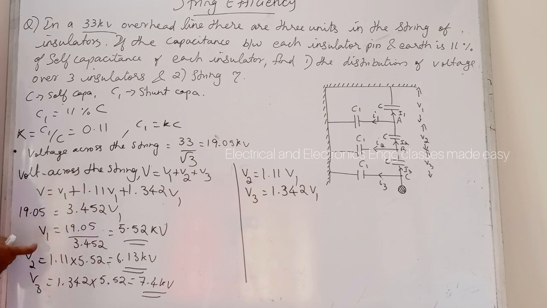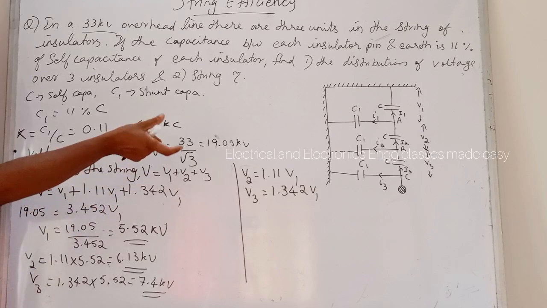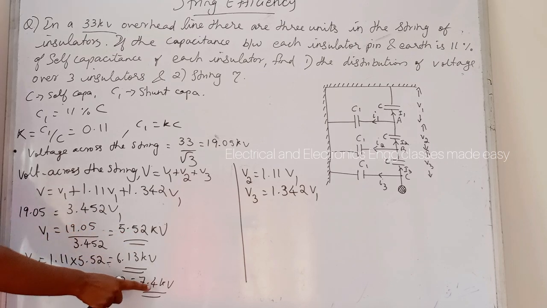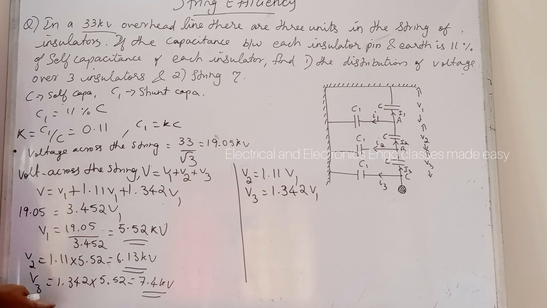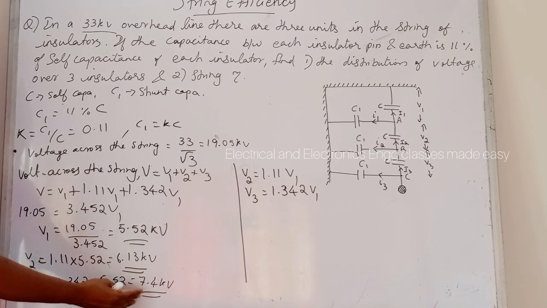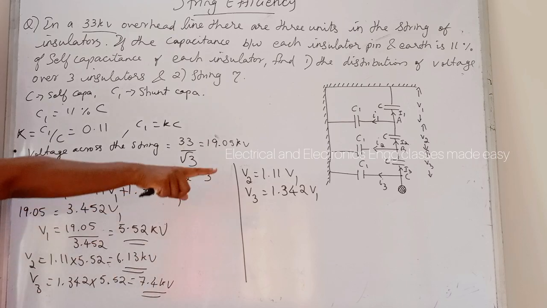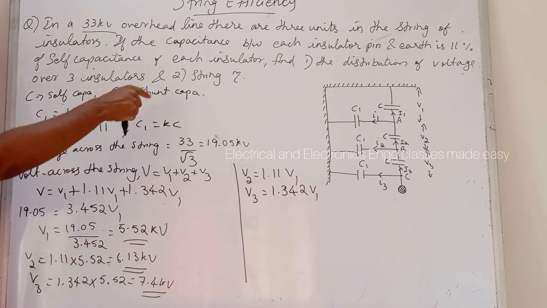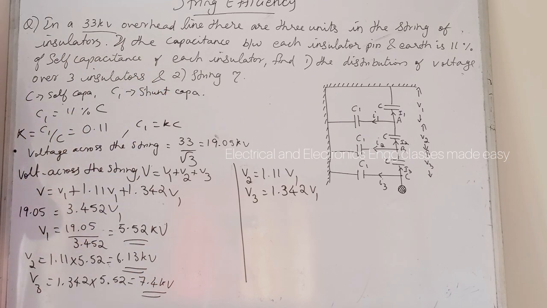So the voltage across each string or disk is equal to V1 5.52, V2 6.13, then V3 7.4 kilovolt. So from here we can see that the maximum voltage is across the string which is nearest to the conductor. So V3 is equal to 7.4 kilovolt. Now the next question is to find the string efficiency.